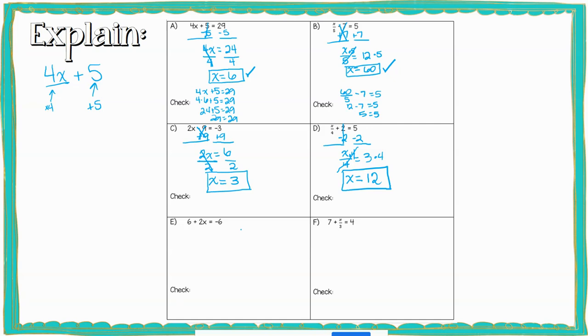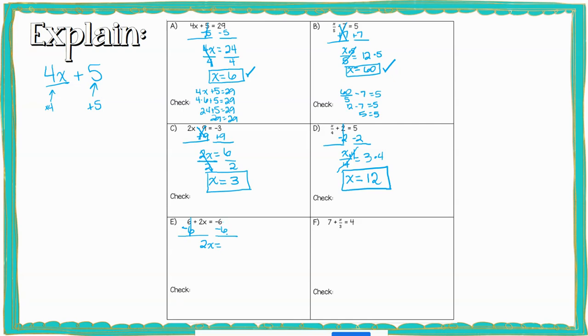E says 6 plus 2x equals negative 6. Well, I need to get x by itself, so I need to start by adding or subtracting. Well, I see that 6 is being added to 2x, so I'm going to use the inverse of adding 6, which is subtracting 6. And I'm going to do that on both sides. 6 minus 6 cancels to leave us with positive 2x.